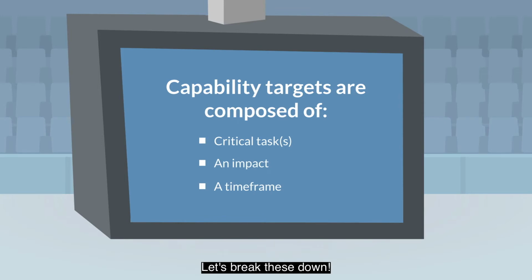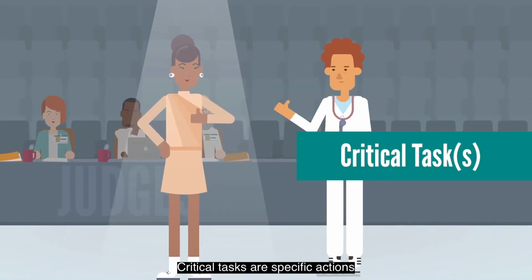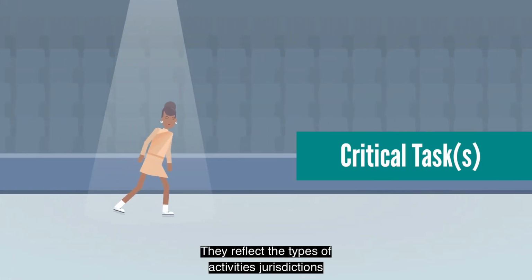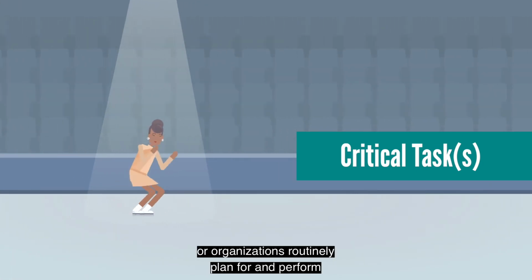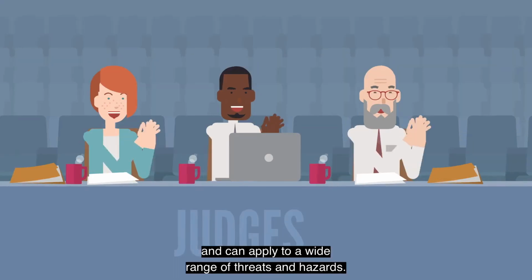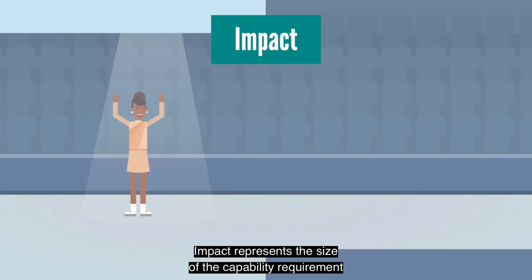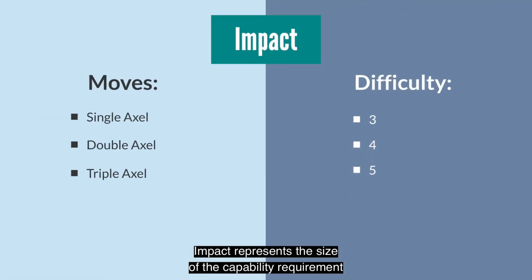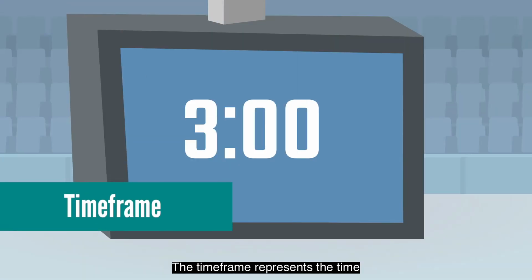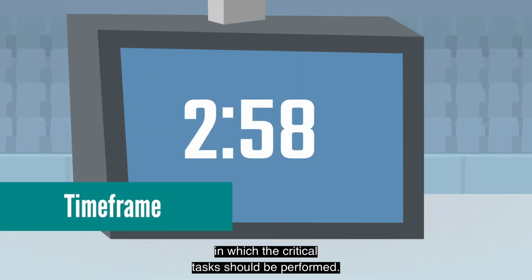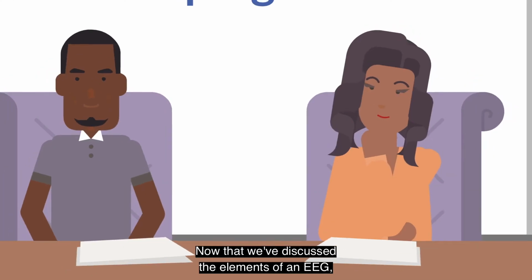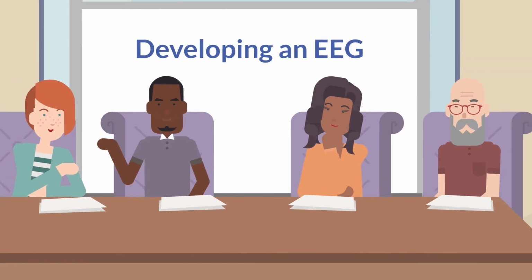Let's break these down. Critical tasks are specific actions needed to achieve a capability target. They reflect the types of activities jurisdictions or organizations routinely plan for and perform, and can apply to a wide range of threats and hazards. Impact represents the size of the capability requirement to address the consequence of the threat or hazard. The time frame represents the time in which the critical tasks should be performed. Now that we've discussed the elements of an EEG, let's practice developing one.